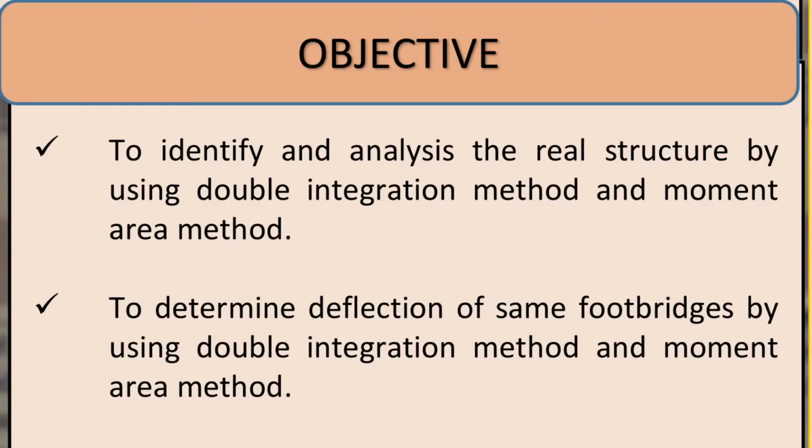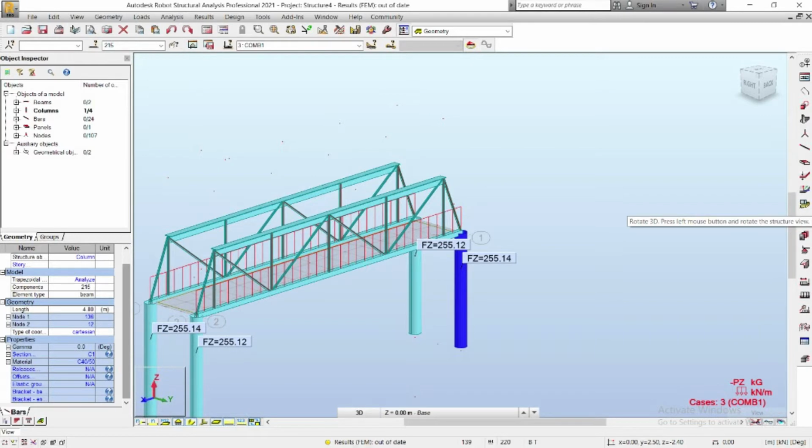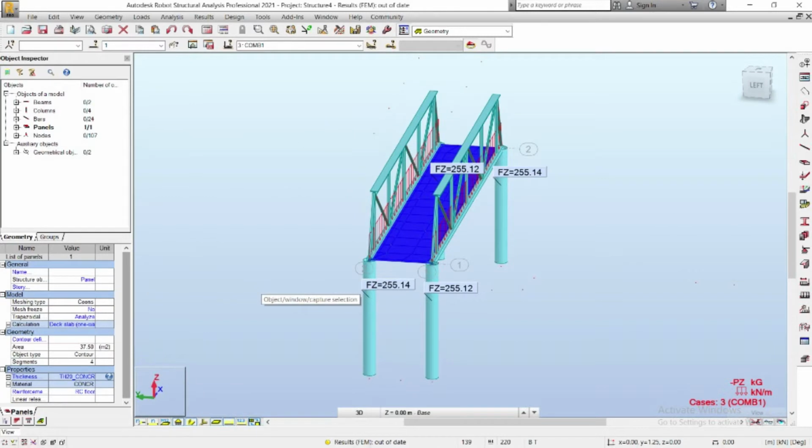The objective of designing our footbridge is to identify and analyze the real structure by using the double integration method and the moment area method. In designing our bridge, we are using Autodesk Robot Analysis and also Optimal Beam Analysis. The type of bridge we are using is a truss bridge, which is a modified truss. What is a truss bridge? Truss bridges are characterized by interconnection of triangular structures, which gives the strength to handle heavy and dynamic loads for that bridge. So this is commonly used nowadays in civil engineering structures.